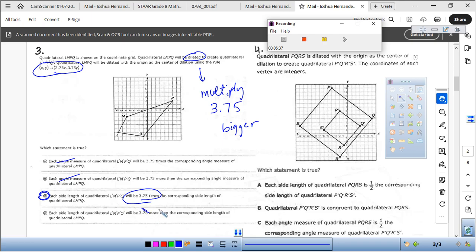This one says more, like to add. No, this one says 3.75 plus. We're not going to plus, we're going to multiply. Remember, times.